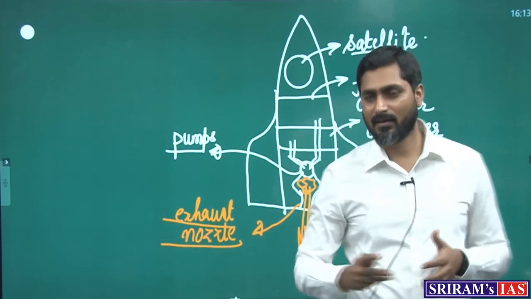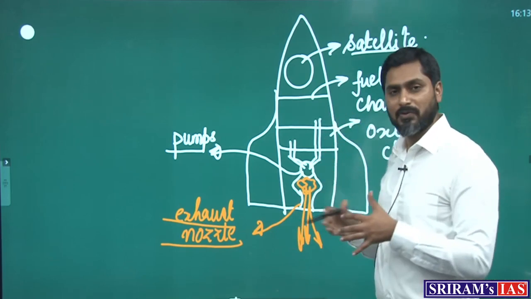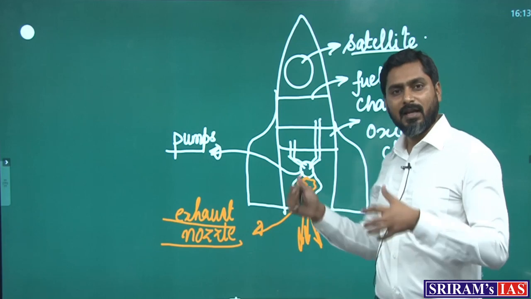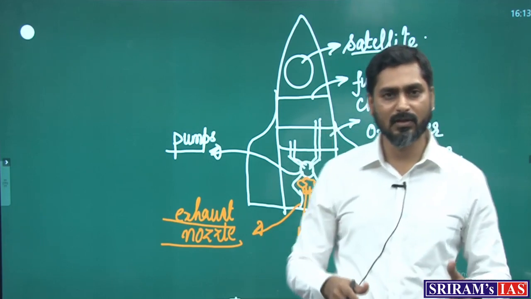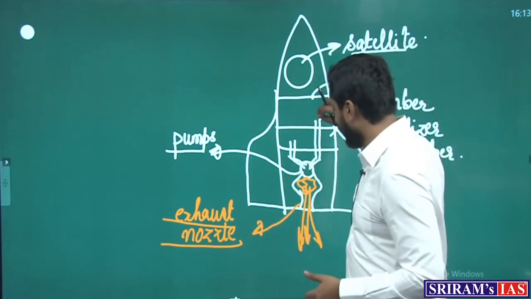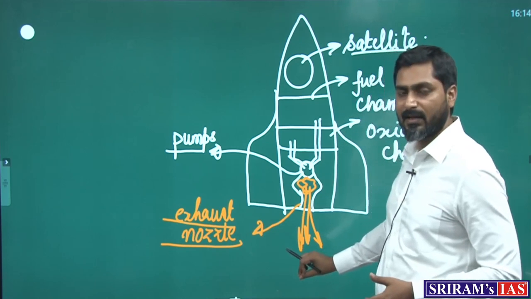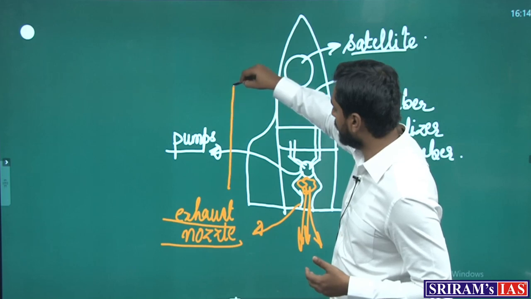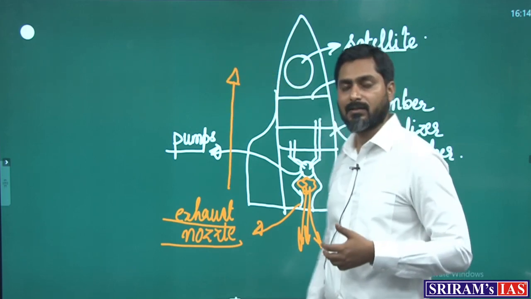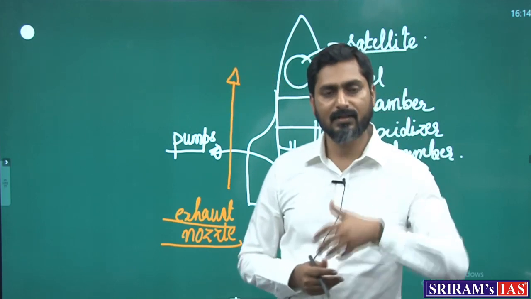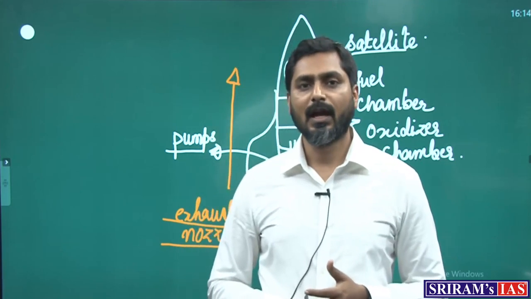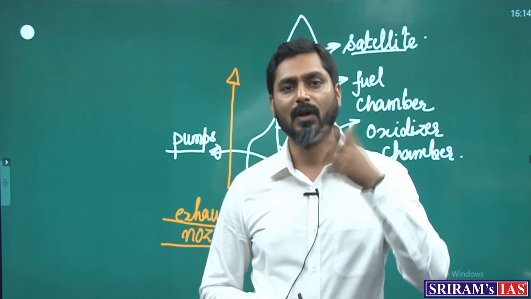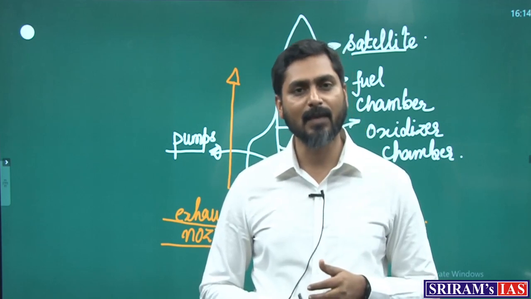So what is happening here? We have been able to produce a lot of hot exhaust gases in the combustion chamber, and then we are able to force them out. Because the hot gases are moving out in this direction, they will produce an equal and opposite reaction in the opposite direction. So we get a thrust in this direction. This is how a rocket moves, and the rocket has to move at very high velocity. So it has to reach what is known as escape velocity.